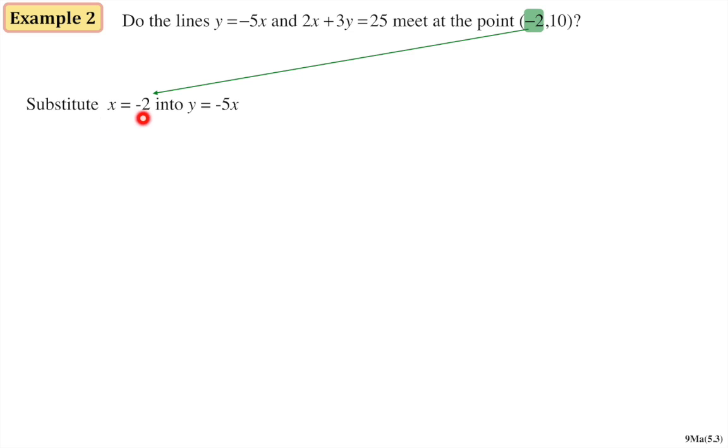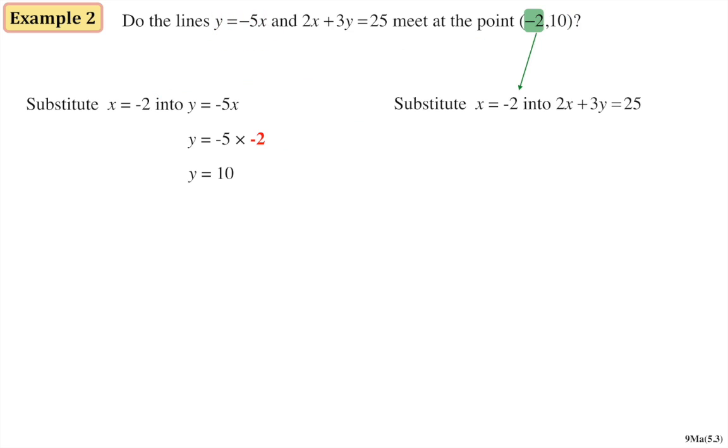It says substitute x equals minus 2 into the first line. Well, minus 2 was chosen because that's the x value of the point I was given. So wherever I see an x, I put minus 2. So it's now y equals negative 5 times negative 2, which is positive 10, which is what I was hoping for. That means (-2, 10) is on this line.